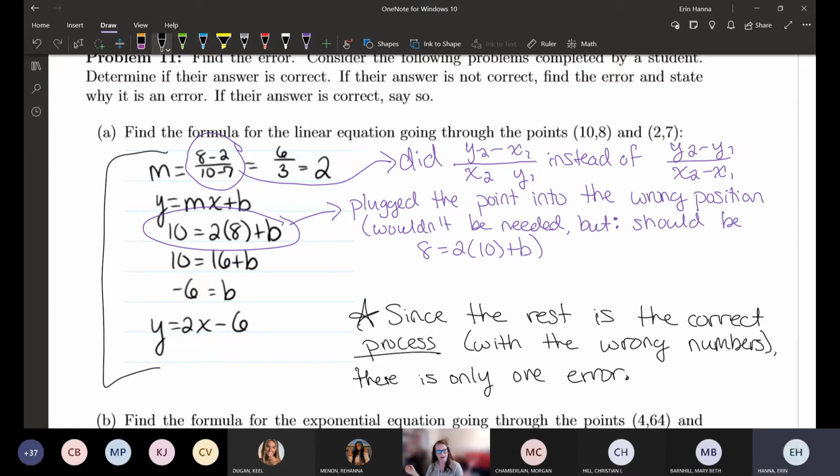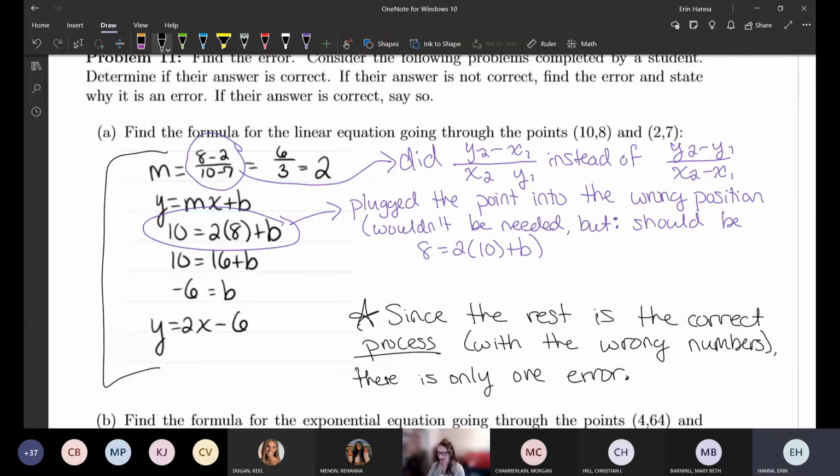Now here the answer is no, because there's one extra thing that was wrong, which is that second piece where they plugged the x and the y value into the wrong spot. So the slope being 2 there isn't part of the error because we've already pointed that out. But this is a completely separate error that didn't have to do with the slope being wrong.